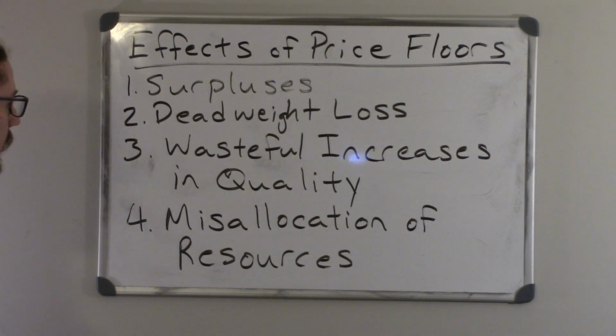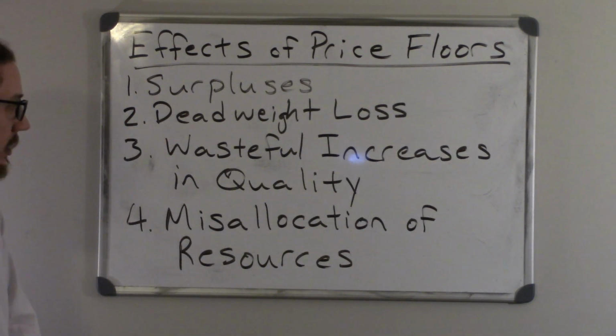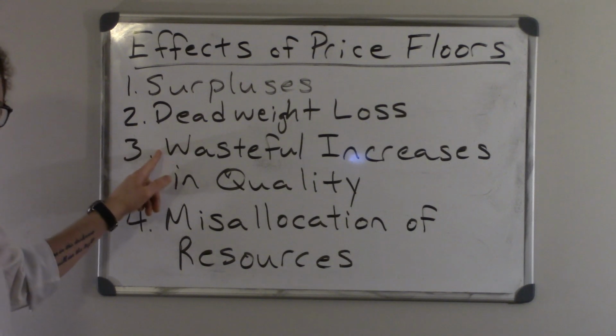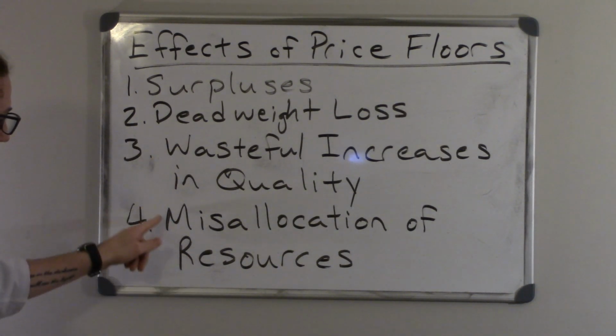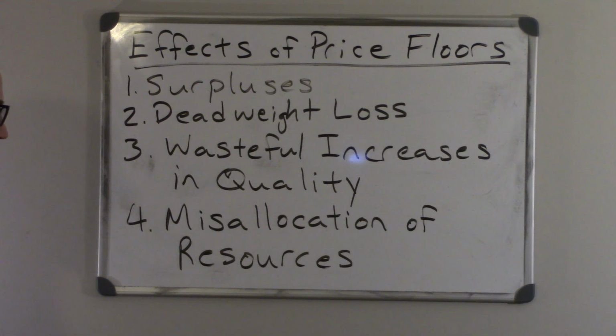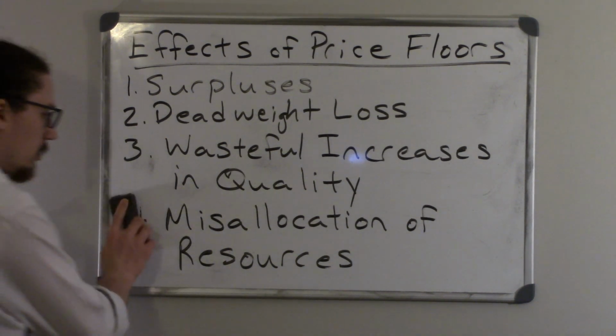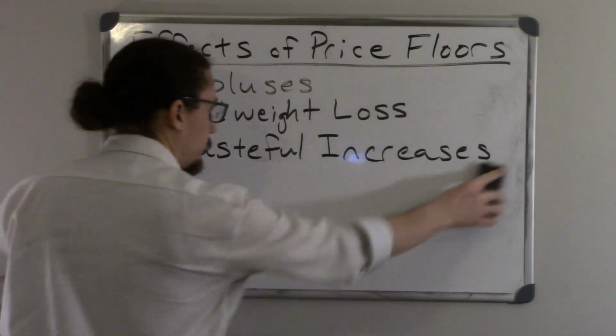surpluses. They're going to cause a deadweight loss, just like our price ceilings did. We're also going to see wasteful increases in quality and misallocation of resources, just like we did with the price ceilings. All right, so let's look into these in a little bit more depth, starting with these surpluses.